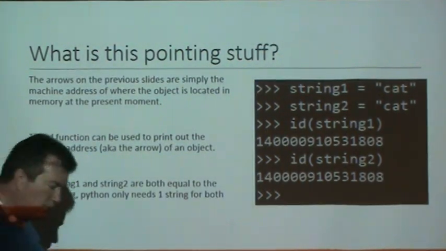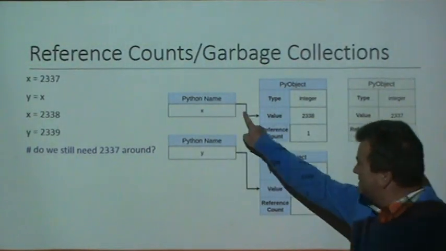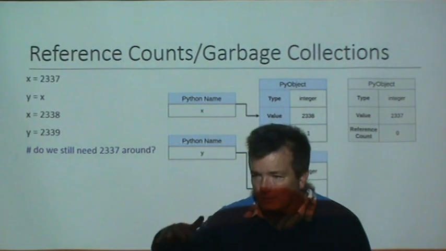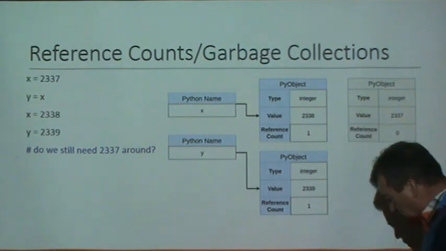Okay, so what is this pointer stuff? The question is, what is this arrow? How does Python do it, because computer memory only has numbers in it? How do you have an arrow if you only use numbers? So the answer is this.